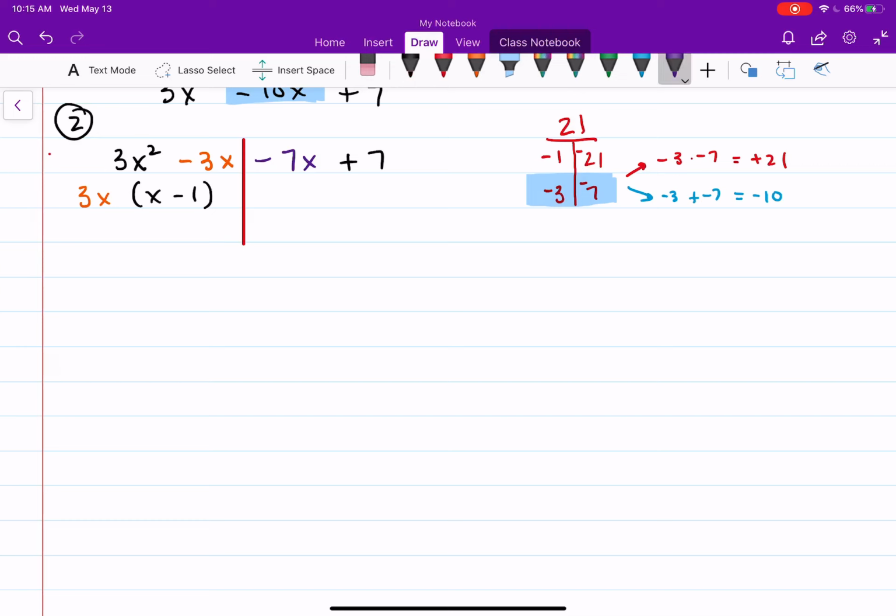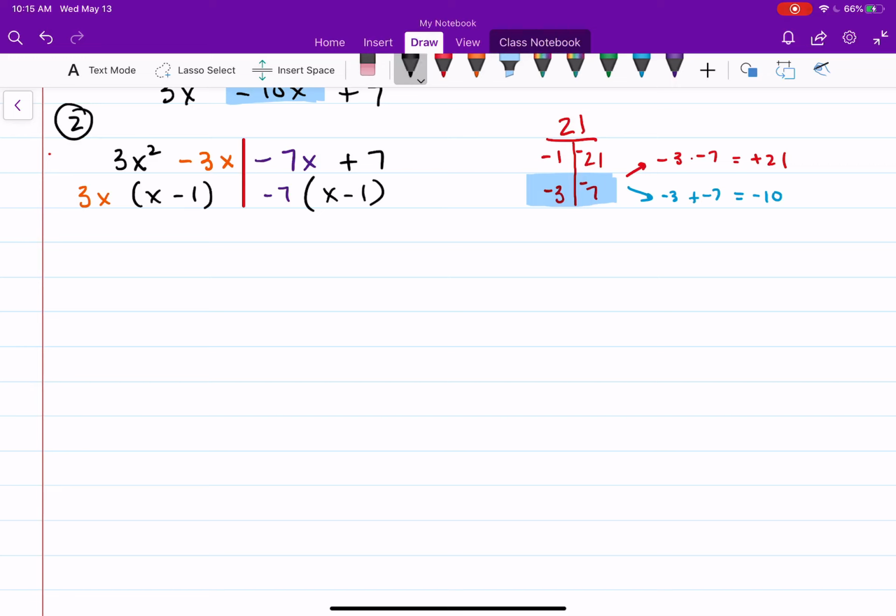I need a GCF on the second group, which is negative 7. Remember, if the third term is a negative, I want to pull out a negative. Okay, so I'm pulling out a negative 7. And what do I have left? x minus 1.